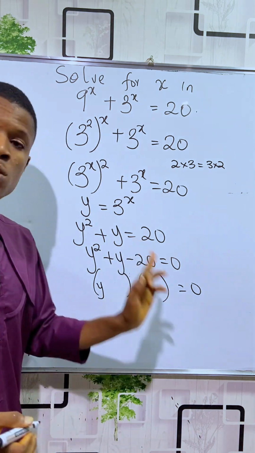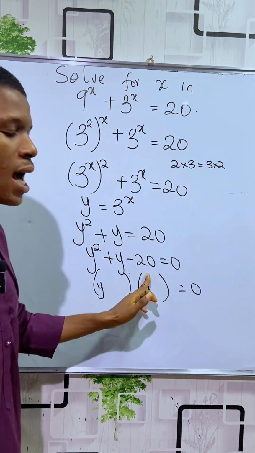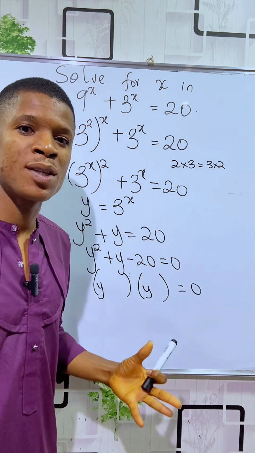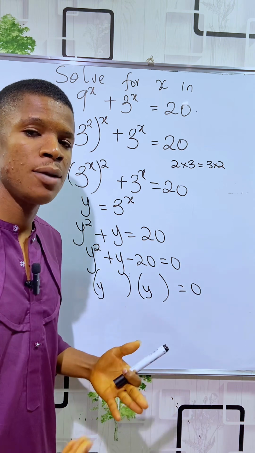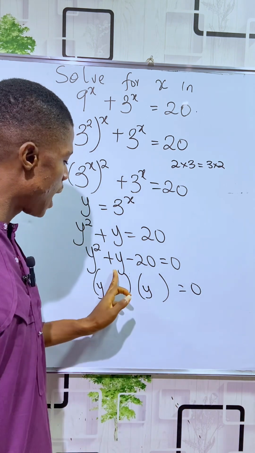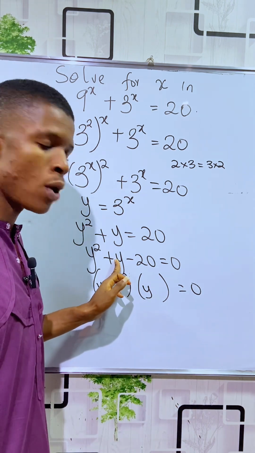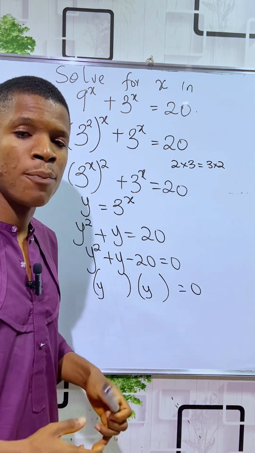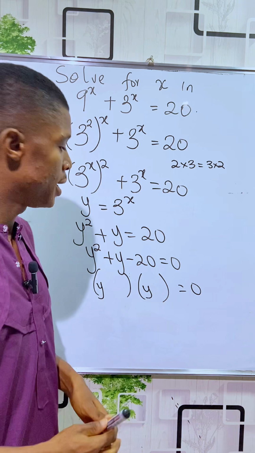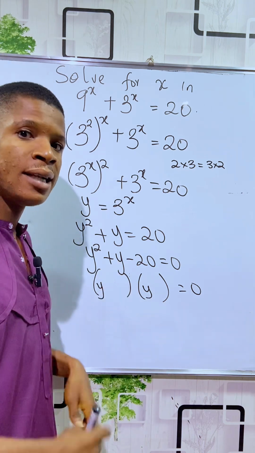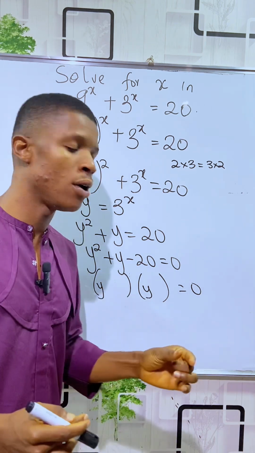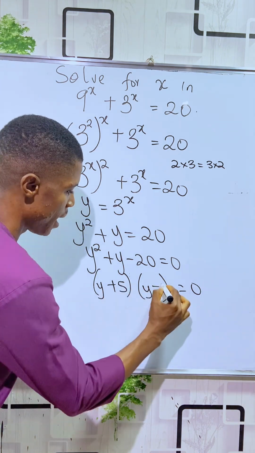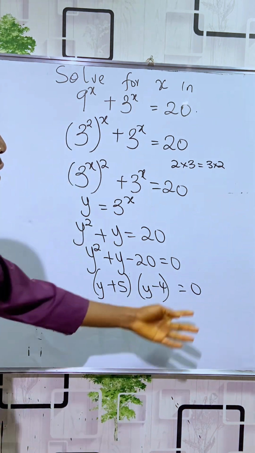y times y is y squared. Then go to the last term, minus 20. What are the two numbers that multiply to give minus 20, but if you add them together, you get plus 1, the coefficient of y? This is 5 and minus 4. 5 minus 4 is 1, and 5 times minus 4 is minus 20. So you write it as y plus 5, y minus 4 is equal to 0.